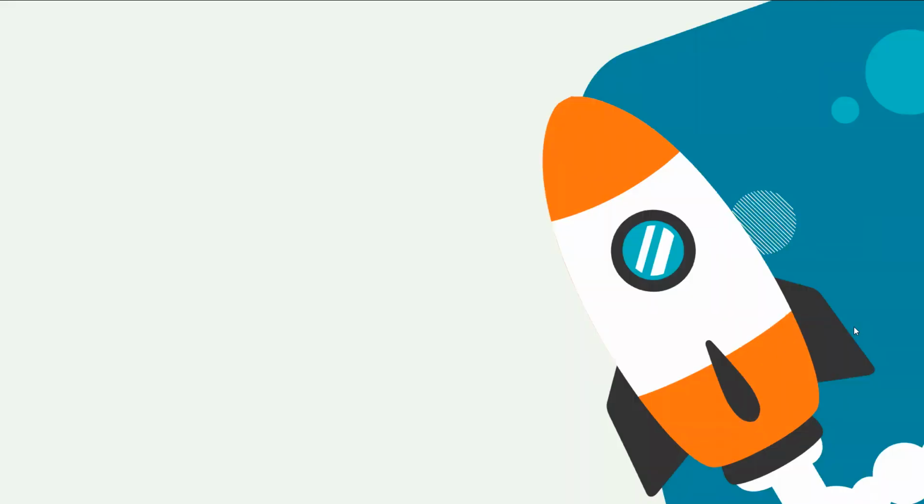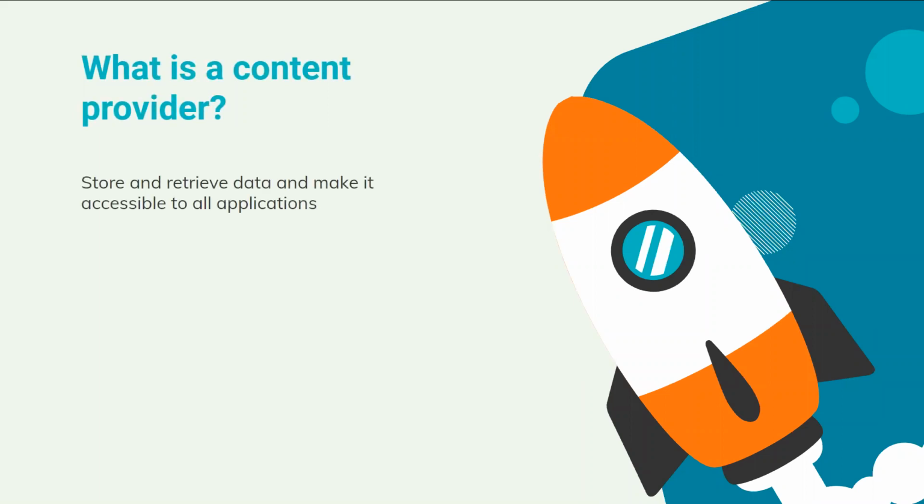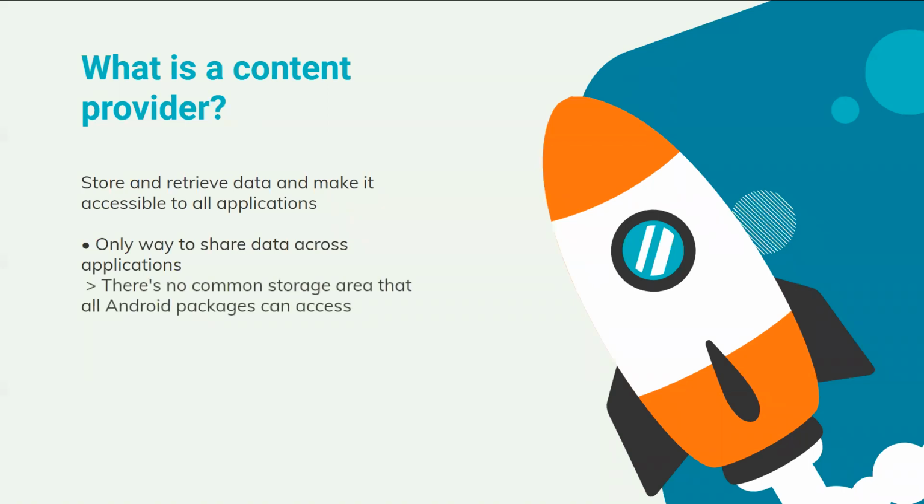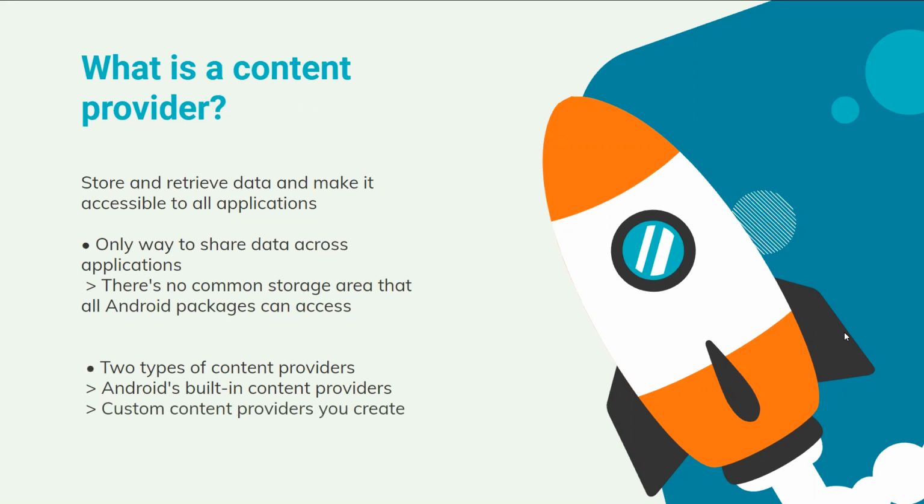Introduction. First, what is a content provider? It is used to store and retrieve data and make it accessible to all applications. It is the only way to share data across various other applications on a mobile device or Android. Since there's no common storage area that all Android packages can access, two types of content providers are Android's built-in content providers with pre-built-in applications for users and custom content providers that users can create on their own.